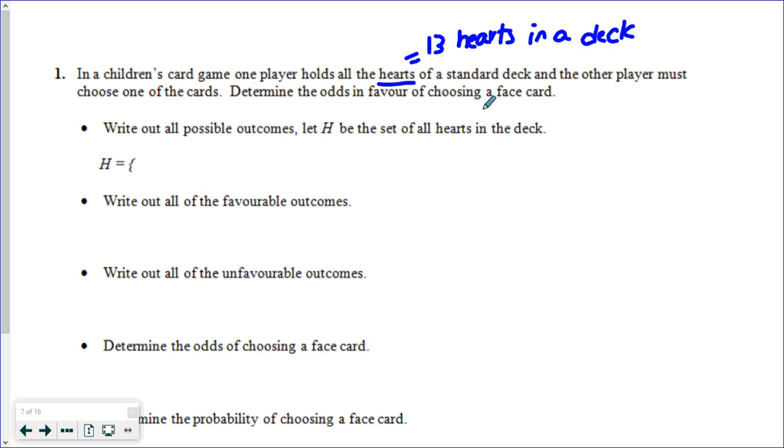Determine the odds in favor of choosing a face card. So face cards, again, those are the cards that have faces on them. So a jack, a queen, or a king. So there are 3 face cards. So write out all possible outcomes. Let H be the set of all hearts in the deck. So we could have the ace of hearts, or we could have the 2 of hearts, or we could have the 3 of hearts.